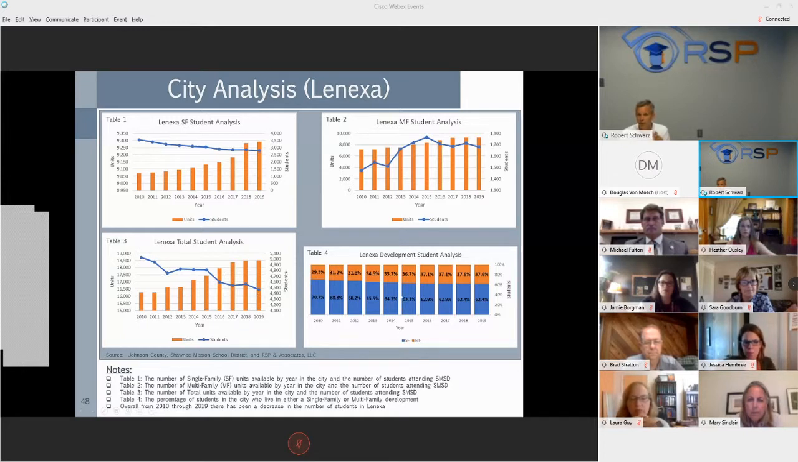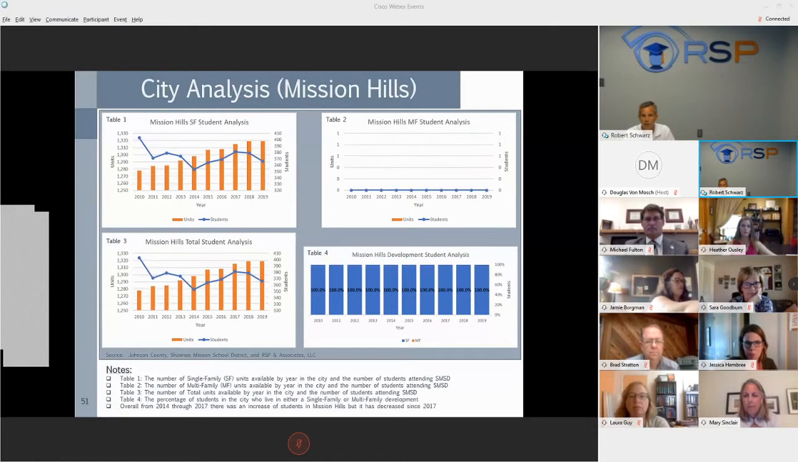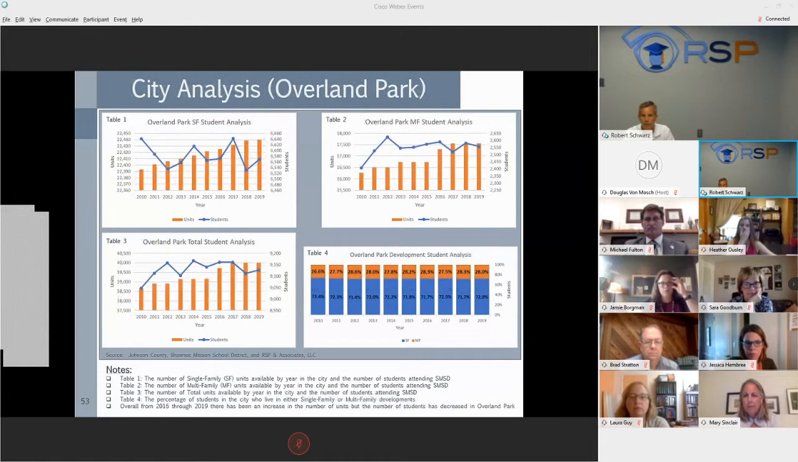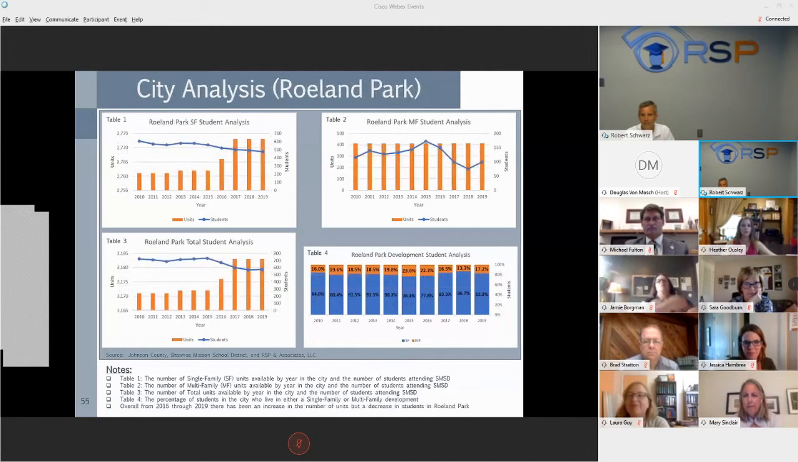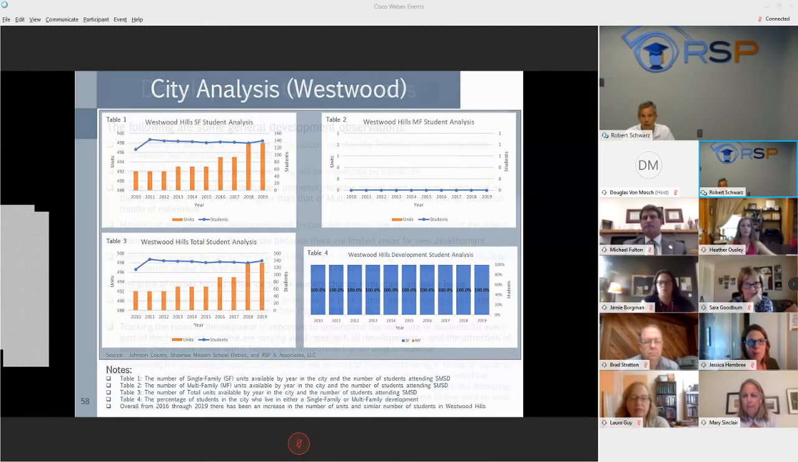And in Table 4, we have given you a breakdown of the number of students based on whether it's single family or multifamily in your community. So again, we do this with each of the cities. A lot of information. As I move through all this, I think I've gone a little bit over my 15 minutes. I thought it was important that you understand some of the information that we have here.